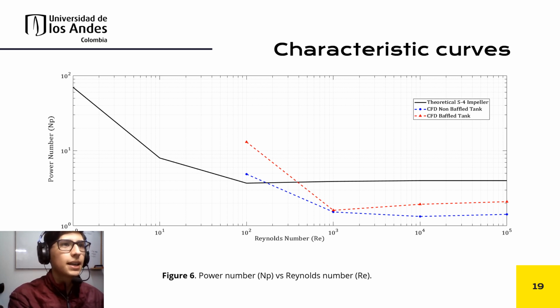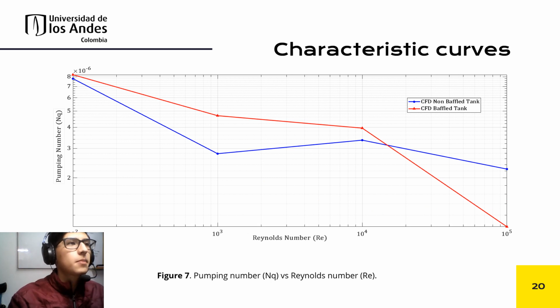On the other hand, we can see that the presence of baffles has a significant effect on the power number in turbulent regime, where its value increases significantly. Figure number 7 represents the pumping number as a function of the Reynolds number, and as it can be seen in the graph, the results are not in agreement with the results present in literature.